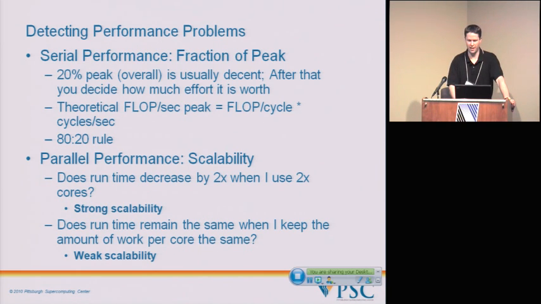And then with parallel performance, it's very simple, right? It's how well does your code scale? You can talk about strong scalability, which is you hold the problem size the same and then you just run it on more and more processors, and you should see the time decrease, if it's perfectly scalable, in direct relation to the number of processors that you run on. But there's also weak scalability, which can also be important to look at, and that is if you double the number of processors and double the size of your problem, does the runtime remain exactly the same?